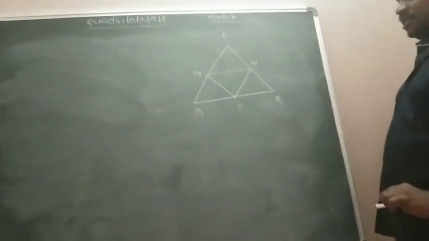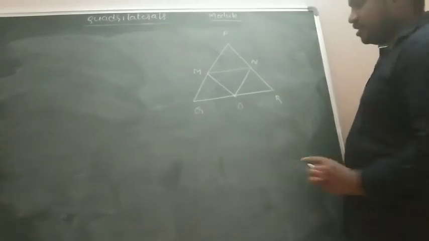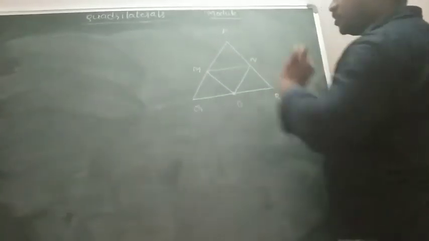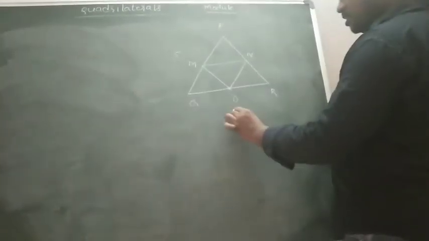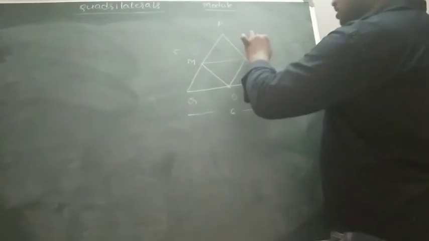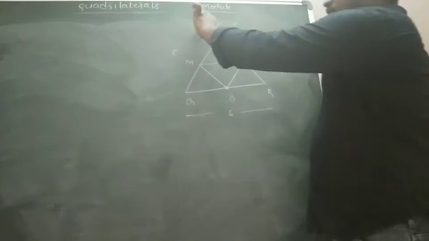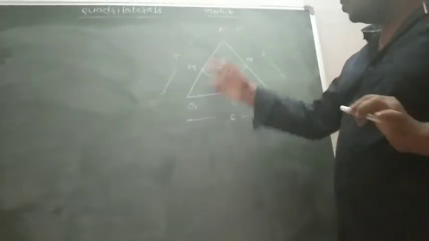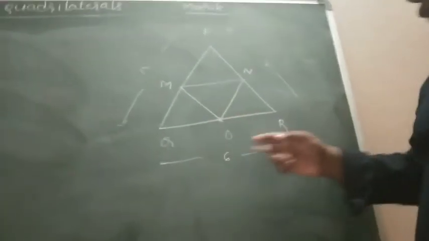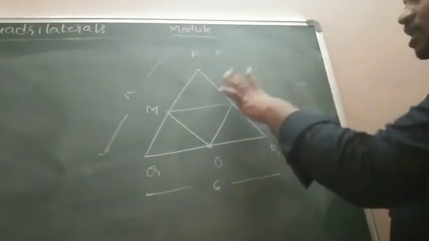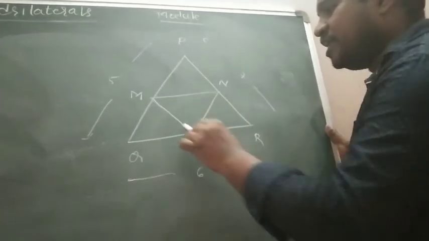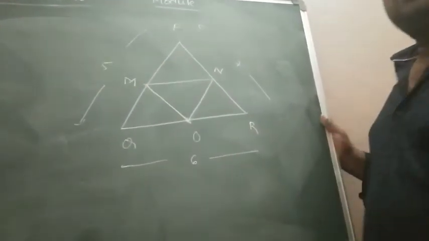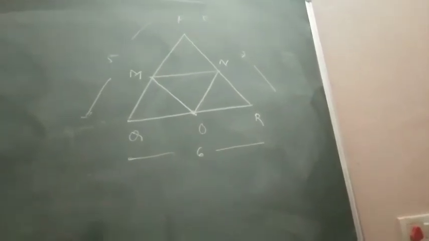Listen carefully. The dimensions of this triangle PQR are given: PQ length is 5 centimeters, QR length is 6 centimeters, PR length is 7 centimeters. Then what is the perimeter of the triangle MNO? What is the perimeter of the triangle MNO, children?